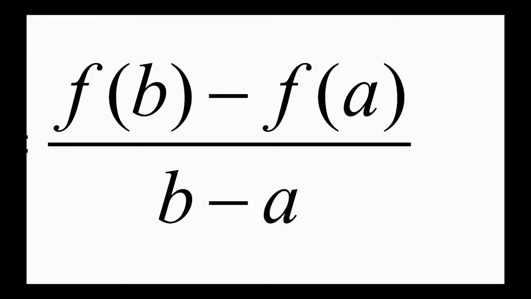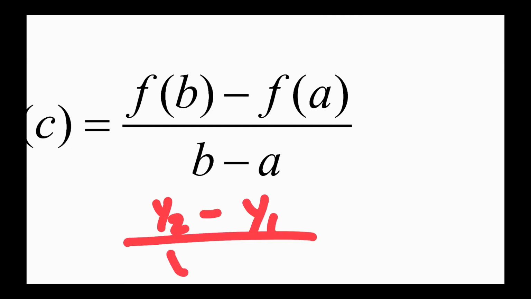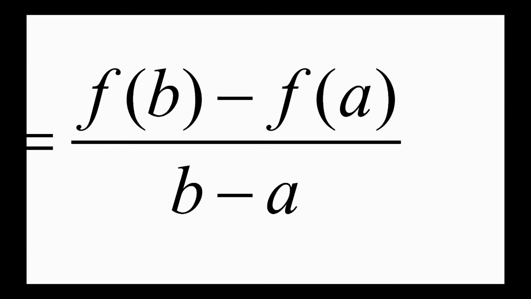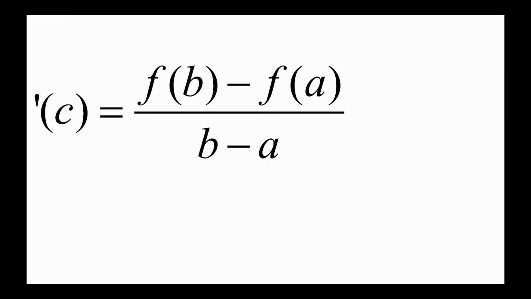Doesn't that look like y2 minus y1 over x2 minus x1? Remember, you guys are used to seeing it like this. Why did we do that? What were we trying to find? Slope, right? That's what this is. This is the average rate of change, because slope is just a rate of change, right?